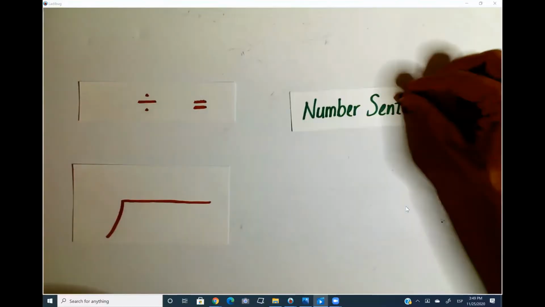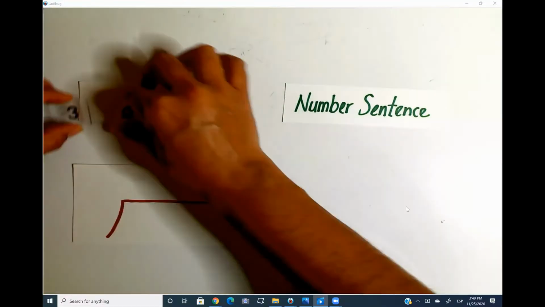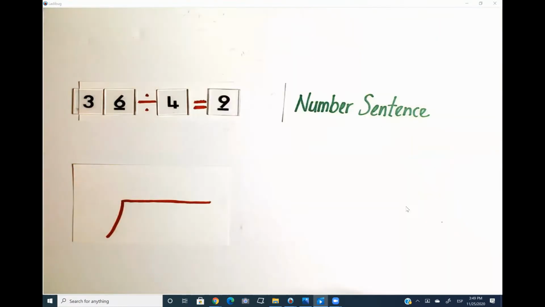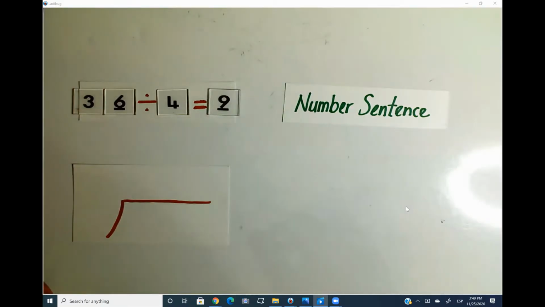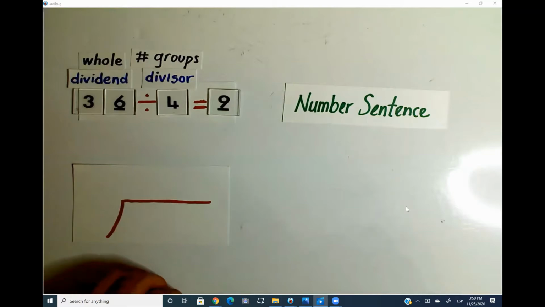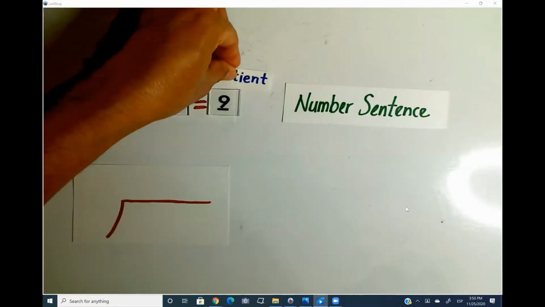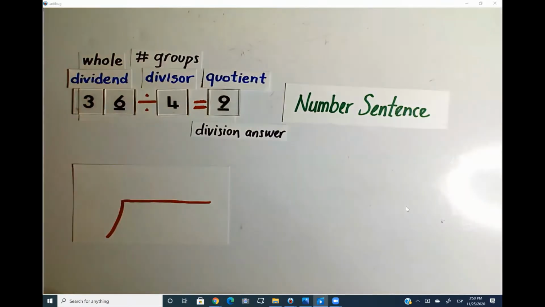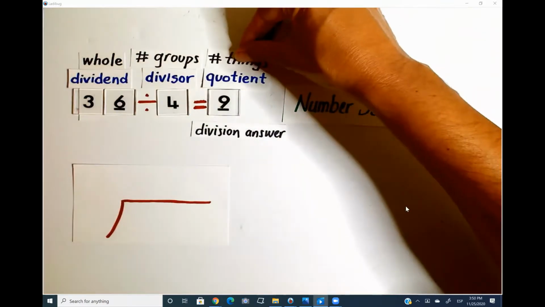In the number sentence 36 divided by 4 equals 9, the 36 is the dividend, and it represents the whole amount of things we're trying to divide. The divisor, in this case the number 4, represents the number of groups we're grouping the whole. And the number 9 is the quotient. The quotient is the division answer, and in this case it's representing the number of things in each group.